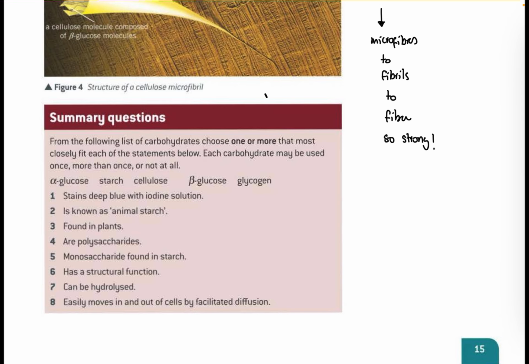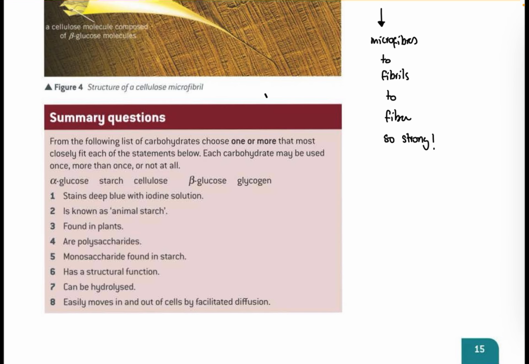Stains deep blue with iodine, that's going to be starch. Is known as animal starch, is glycogen. Found in plants is, well, you could do multiple. You could do beta glucose, and you could also do cellulose. Our polysaccharides would be cellulose, starch, and glycogen. Monosaccharides found in starch would be alpha glucose. Has a structural function is cellulose.